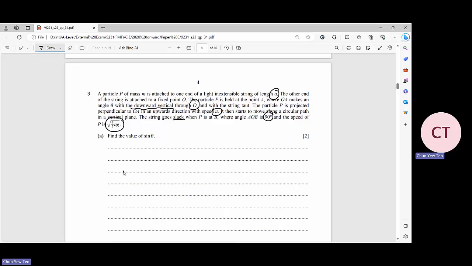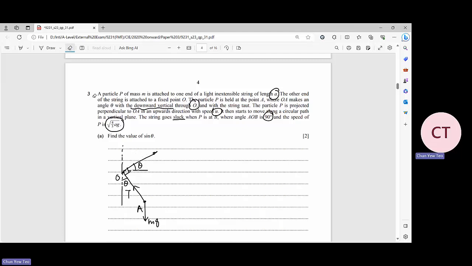So the diagram will look something like this. This is the point O. So you have a string. There will be a tension here. Then this is the point A. You have a mass, with weight mg. This angle is theta to the downward vertical. Now after that, the next motion is that you are at here. This is 90 degrees. So if this is 90 degrees, then this one is supposed to be theta. Or you can say that this one is 90 degrees minus theta.